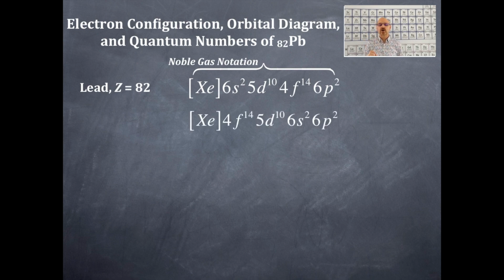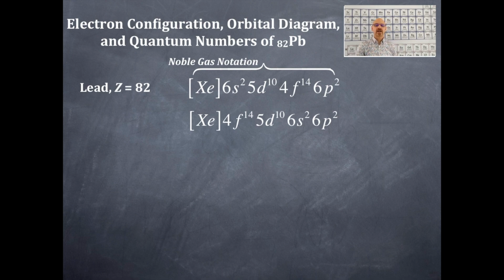Now, I've written this according to the order of filling, and that is the lowest principal quantum number interior, that is the 4, then next lowest principal quantum number, 5, then the highest principal quantum number, 6. And I put the 6's together, the 6s2 and the 6p2. I want you to look at your periodic table and see where lead is and find out what group it is in, and then figure out how many valence electrons lead should have. And you should be adding up the largest principal quantum number, S and P, summing them up.